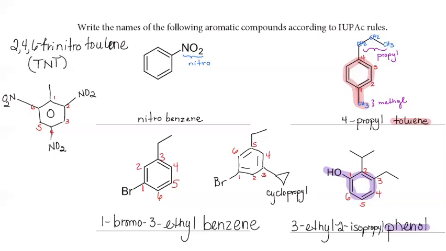Any other questions? Naming aromatic compounds. Yeah, you can also do the lines. That's correct. Exactly. We just remove the circle and add the lines. Both things are correct.